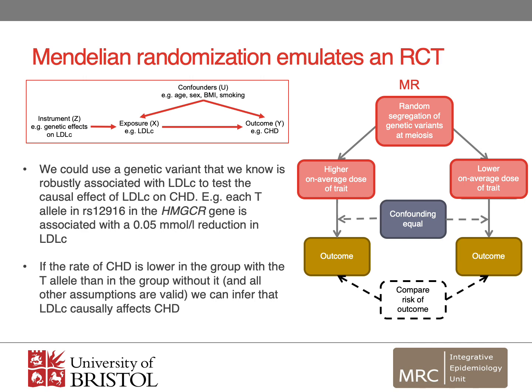So for example, genetic association studies have shown that the T allele of a single nucleotide polymorphism in the HMGCR gene is robustly associated with lower LDL cholesterol. If the rate of CHD is lower in people with the T allele than in people without the T allele, and if all other assumptions are valid, then we can infer that LDL cholesterol causally affects CHD.